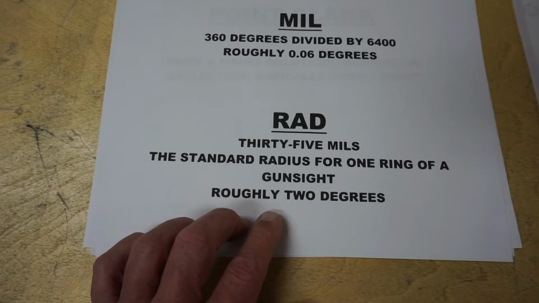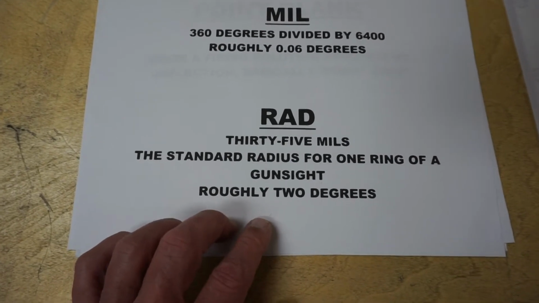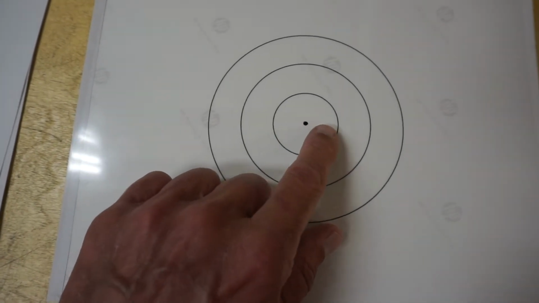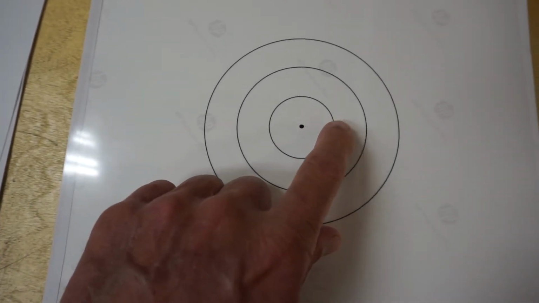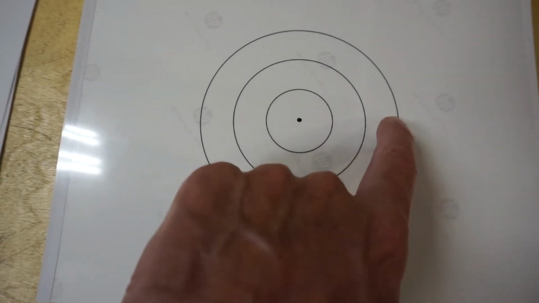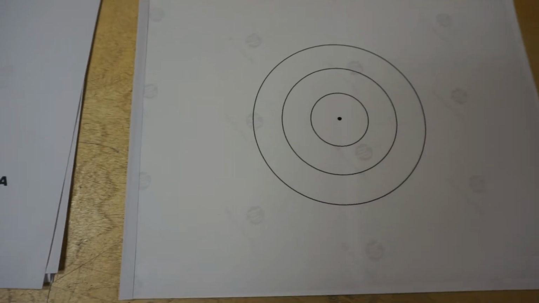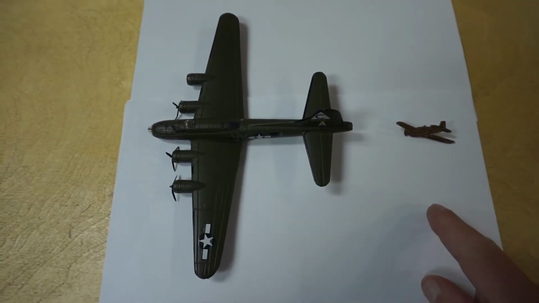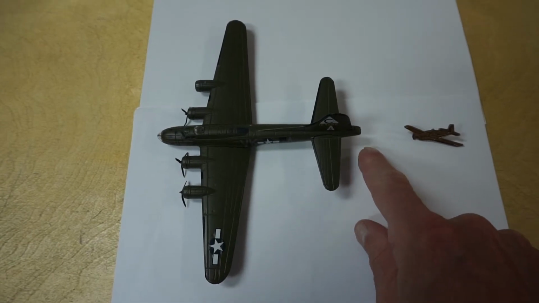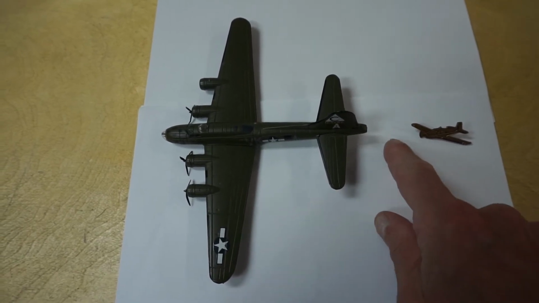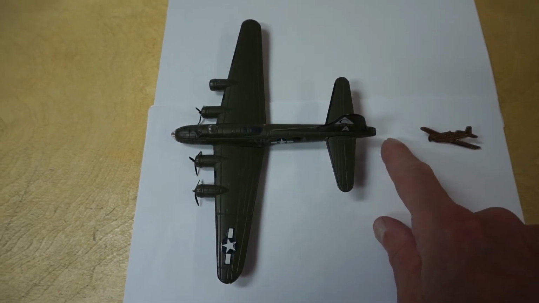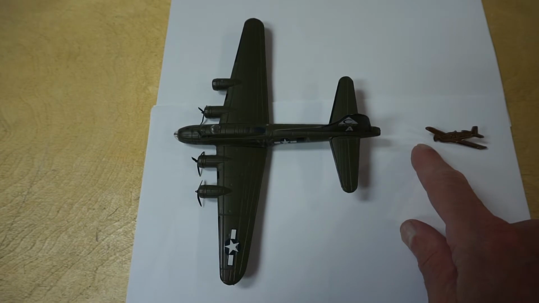This is the standard radius for one ring of a gun sight and is approximately 2 degrees. So in a 3-ring gun sight here, one radius is 35 mils, 2 rads is 70 mils, and 3 rads is 105 mils. We can imagine a situation where a fighter is approaching a bomber from the rear. Here, this is a straight line. There's no difference in the relative angles between the aircraft. And so this would be a point-blank firing solution.